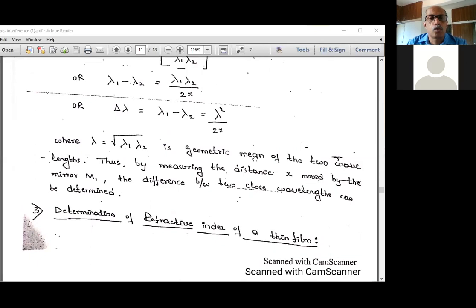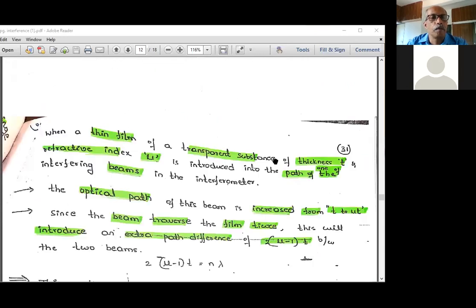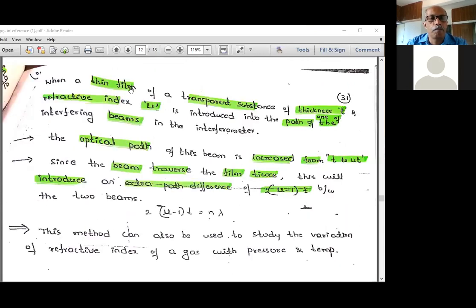Now, let us find the refractive index of a thin film. Let the thin film be transparent, having thickness t, and such a thin film of refractive index mu is kept in the path of one of the two beams.